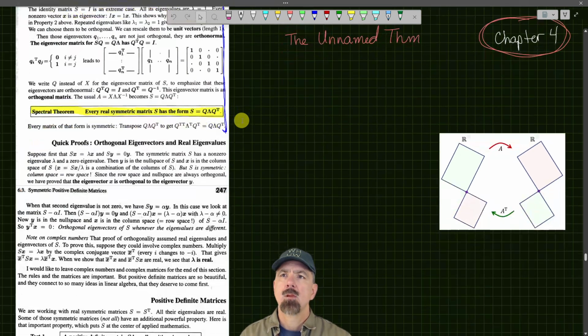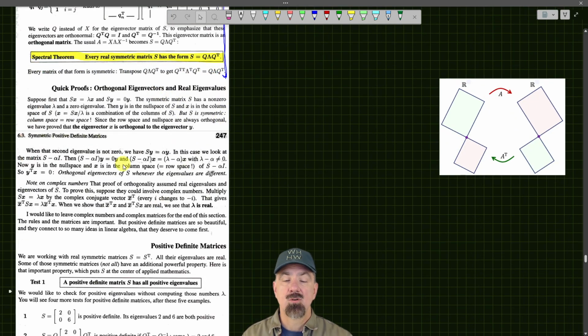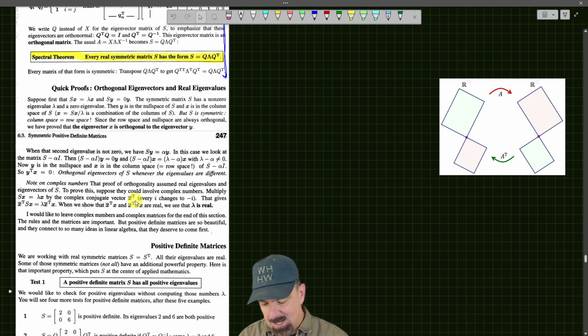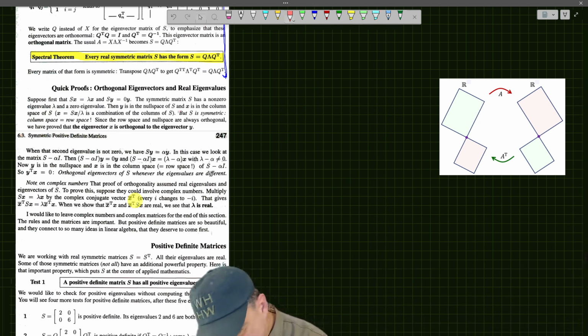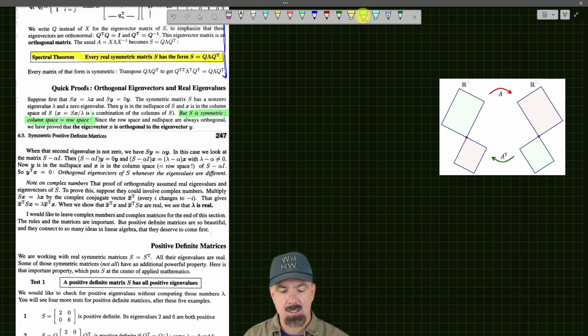So, of course, we don't have any proofs that we're doing in this class, but as we've discussed previously, there's information to be gleaned sometimes from the proofs to help us better understand what's happening, and that is certainly the situation here. He makes the following point. S is symmetric, and because S is symmetric, the column space is equal to the row space.